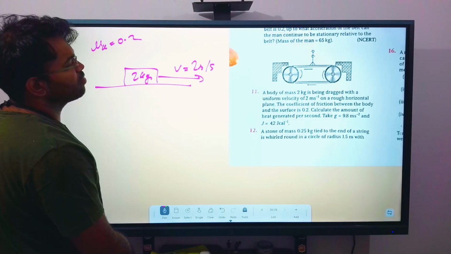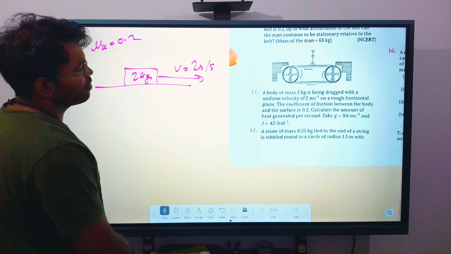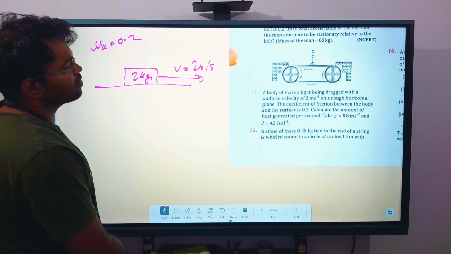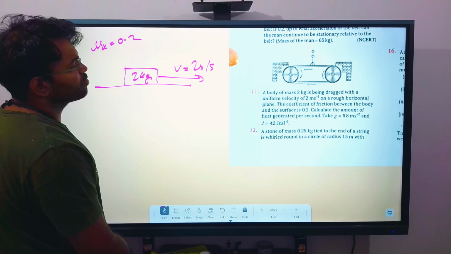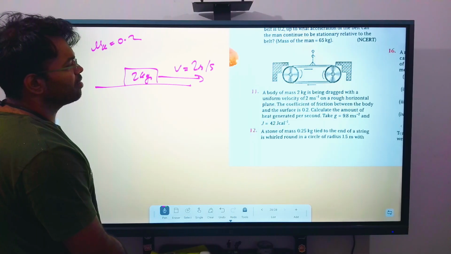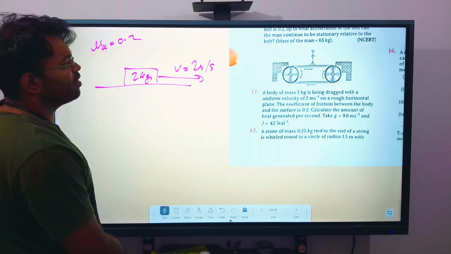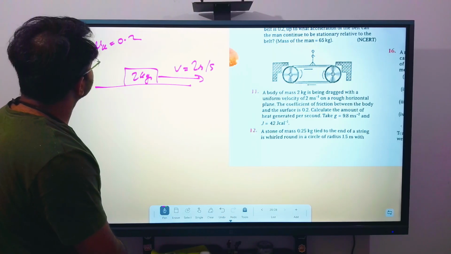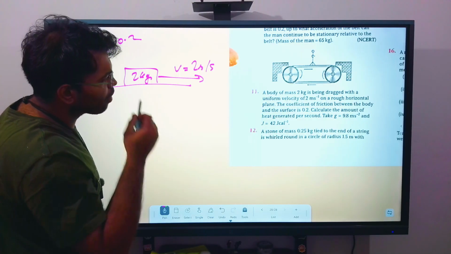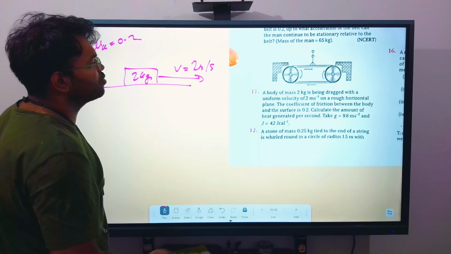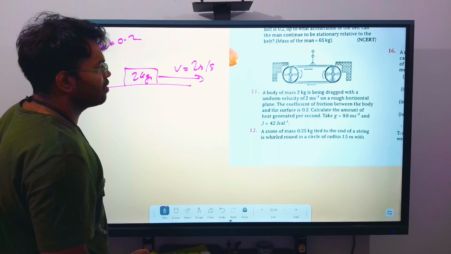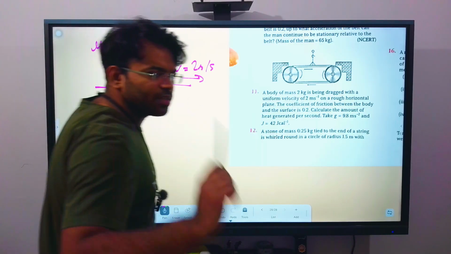Take g is equal to 9.8 meters per second square and J is equal to 4.2 joules per calorie. What is J? How can joules be joules per calorie? Just 1 second.